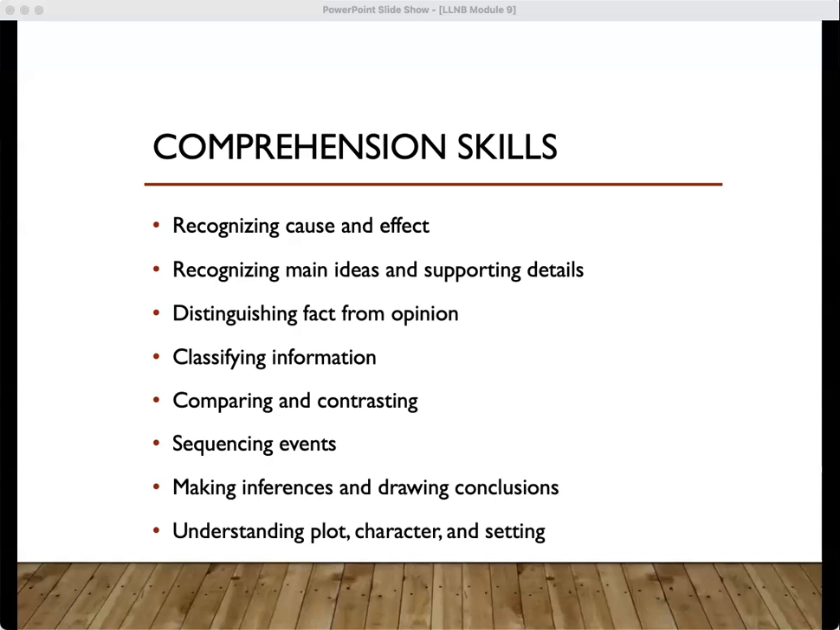And finally, understanding plot, character, and setting. Many learners do not realize that fictional plots follow a pattern. Rising action or tension leads to a climax followed by a resolution and wrap-up. Understanding genre, plot structure, character, setting, and other elements help readers understand and enjoy fiction.